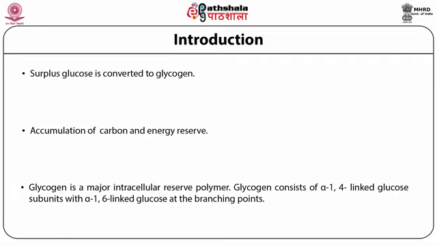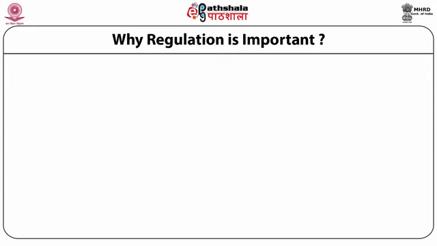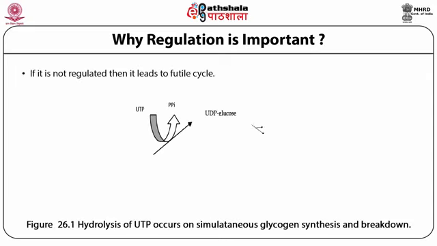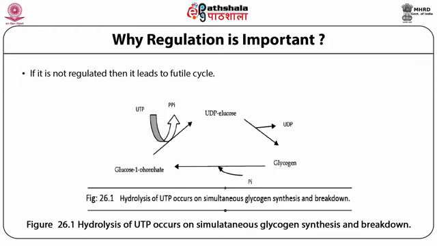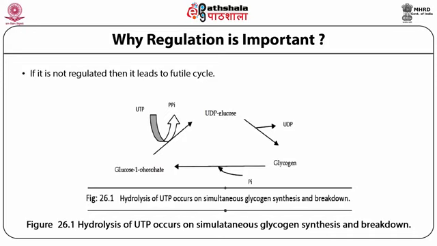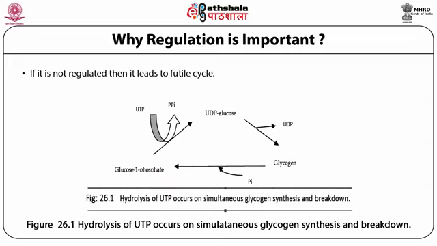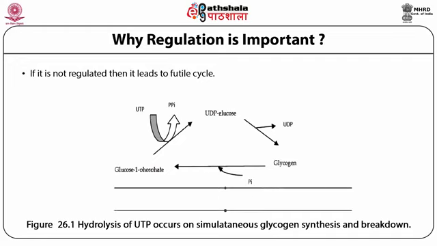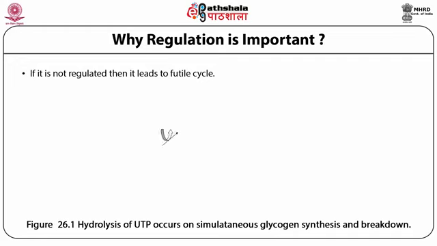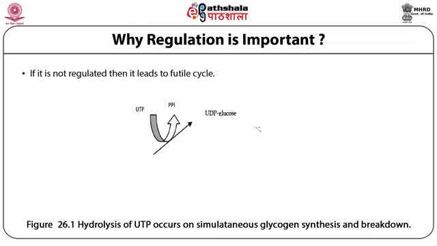Glycogen consists of alpha 1,4 linked glucose subunits with alpha 1,6 linked glucose at the branching points. Why is regulation important? If we do not regulate the metabolic processes, it leads to a futile cycle. Simultaneous synthesis and breakdown of glycogen results in hydrolysis of UTP glucose. It results in a futile cycle. Due to this reason, it is very important to control this pathway.